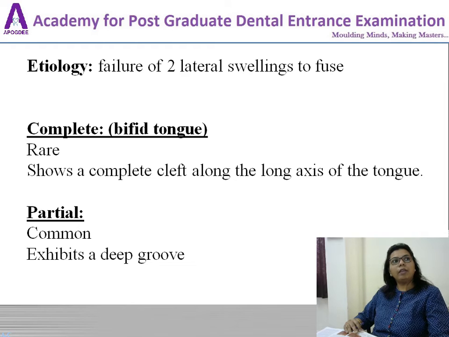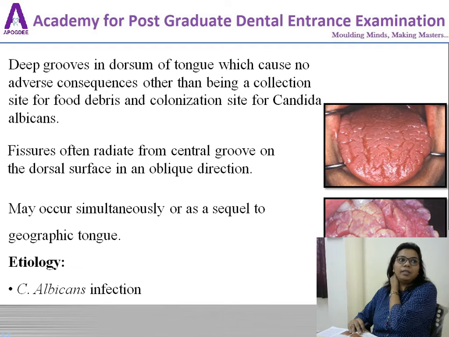Now here the cleft can be complete or it can be partial. When it is complete, it is called bifid tongue as well, right? And partial exhibits a deep groove in the center. Now next is fissured tongue. Fissured tongue, remember the other name, it is called scrotal tongue.